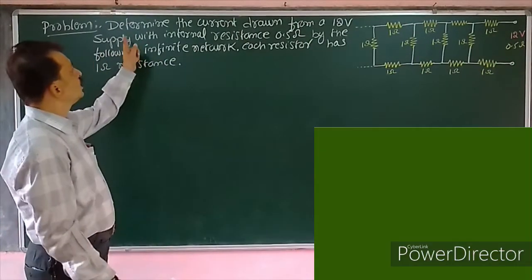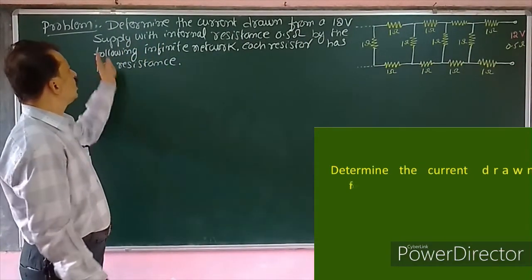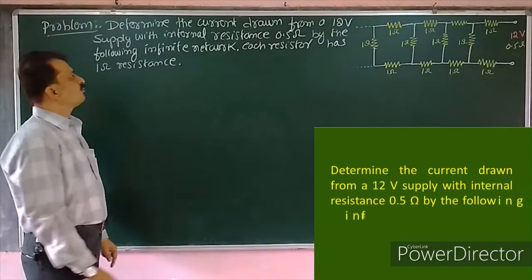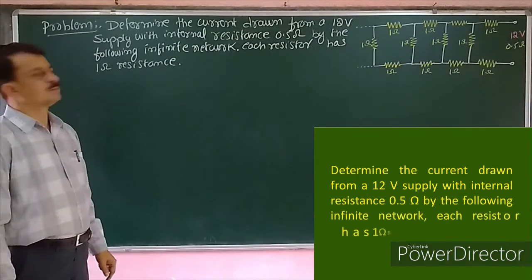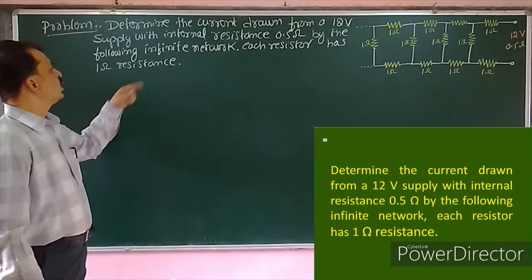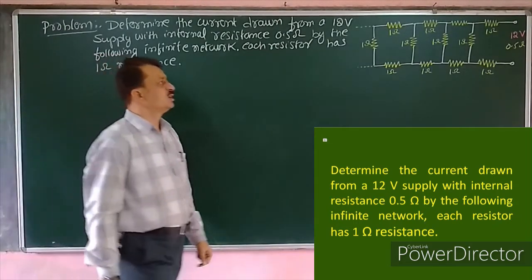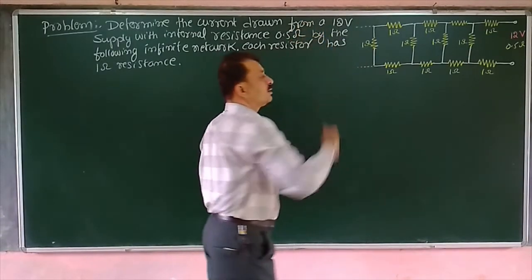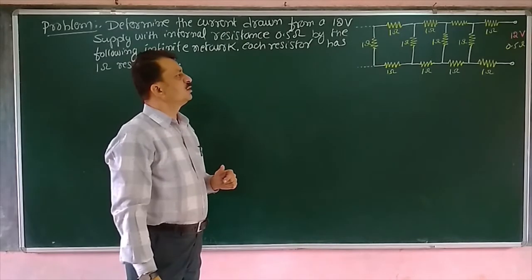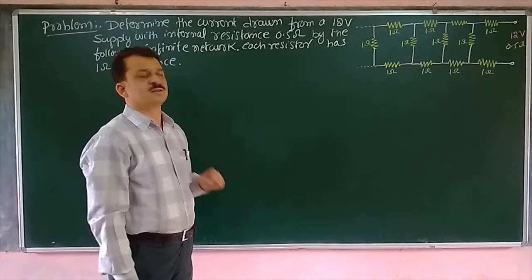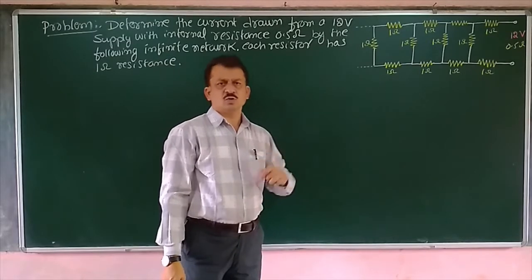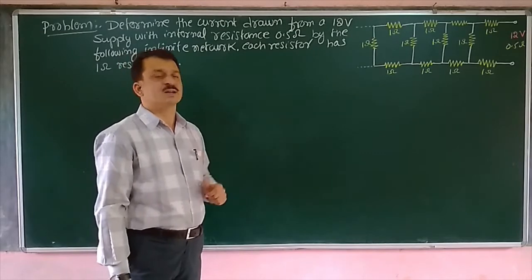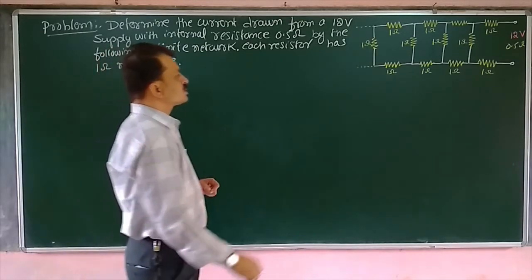Next problem. Determine the current drawn from a 12 volt supply with an internal resistance of 0.5 ohm by the following infinite network. Each resistor has 1 ohm resistance. So here they have given a network which is containing an infinite number of resistors. Now we have to calculate the current drawn from this network. First we have to calculate the equivalent resistance of this infinite network. That we have to first work out. Now I will start from here.